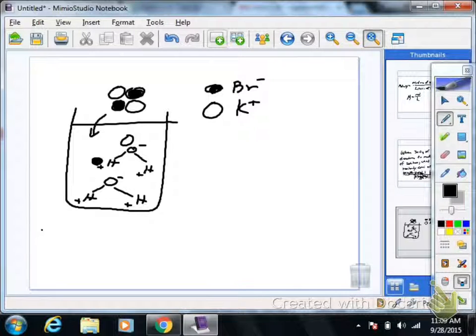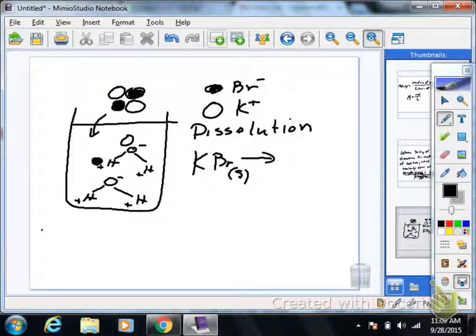That's what happens. We don't want to show the beaker and how it breaks apart, so we show it this way. This is called dissolution, or dissolving. When that happens, we show KBr solid. We draw an arrow, and then on this side we show the charges of those and how many we have. That's a process called dissolution. You're just showing that, and then probably put aq here because they are aqueous now.